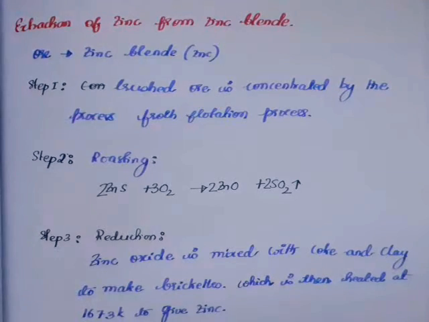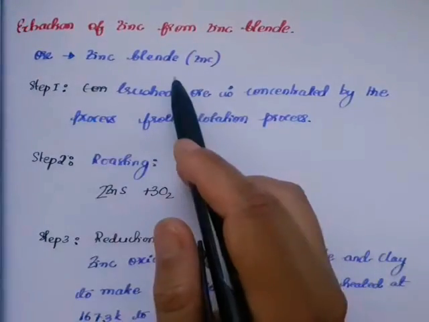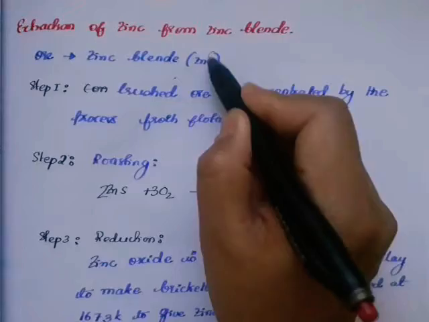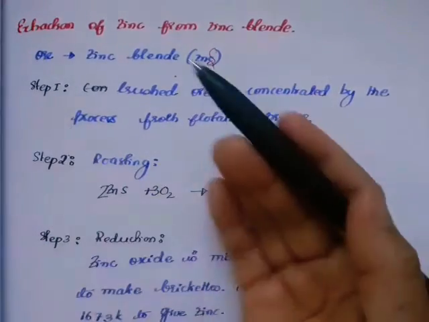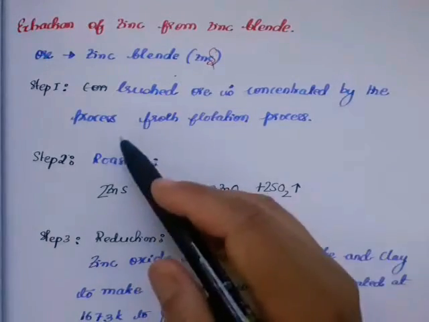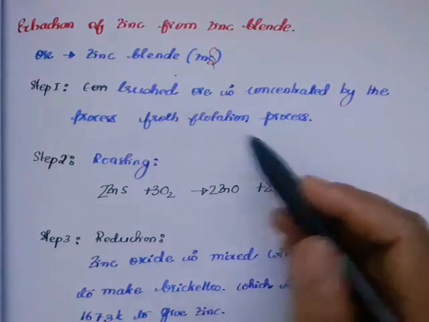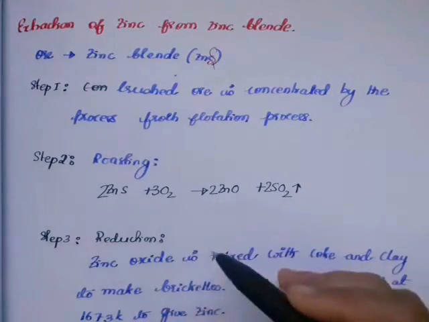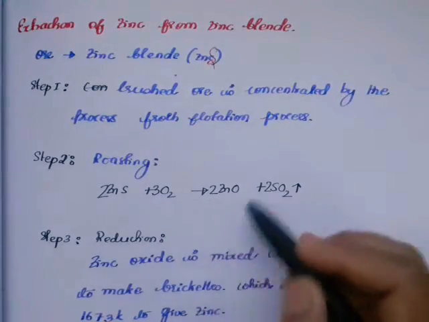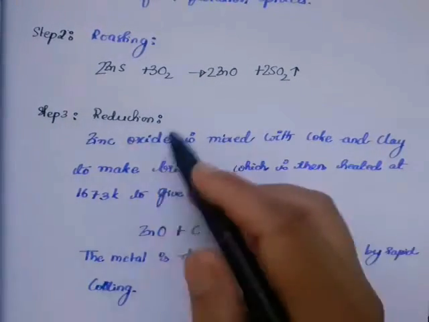Now let us discuss extraction of zinc from zinc blende. The ore is zinc blende, ZnS. So what is step one? Obviously crushing. Then we do the concentration. Since it's a sulfide ore, it is done by the flotation process. Then again we do the roasting. When we do the roasting, we get zinc oxide.